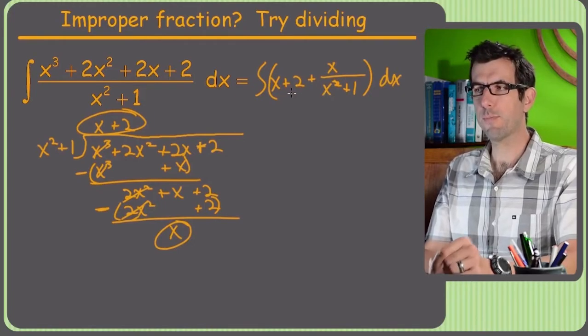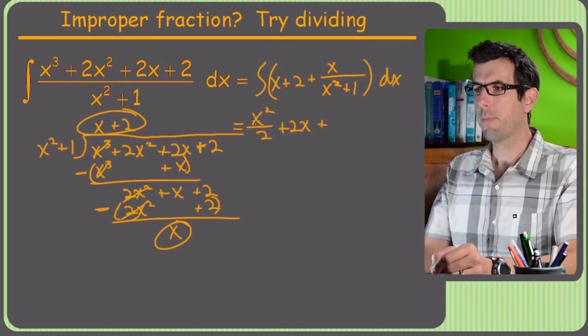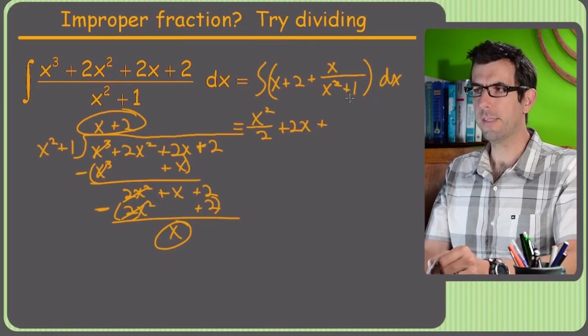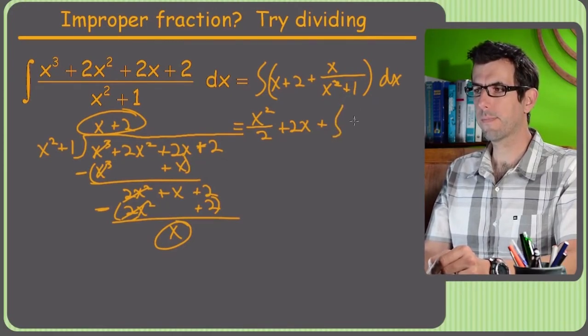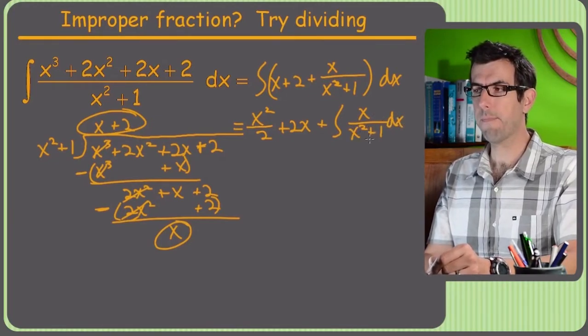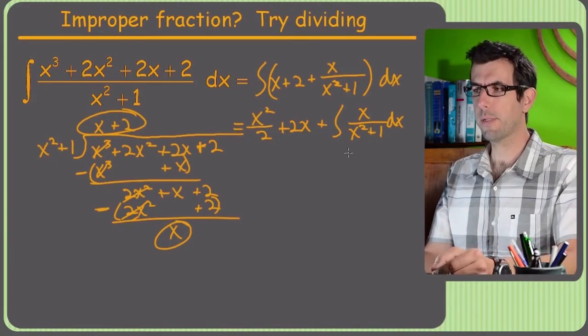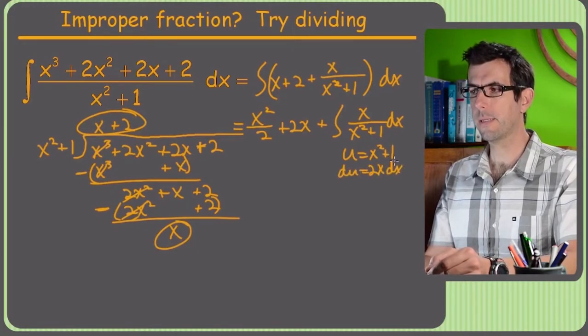All right, so this is another one that's pretty straightforward. X plus 2, very easy to integrate: x squared over 2 plus 2x. But then we've got the integral of this x over x squared plus 1 thing. All right, so this one's a little bit juicier than last time. X squared plus 1 looks like it's probably my u. Let's see what happens. So if u equals x squared plus 1, my du is just 2x dx.